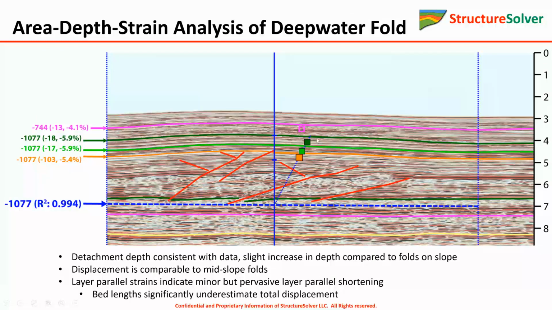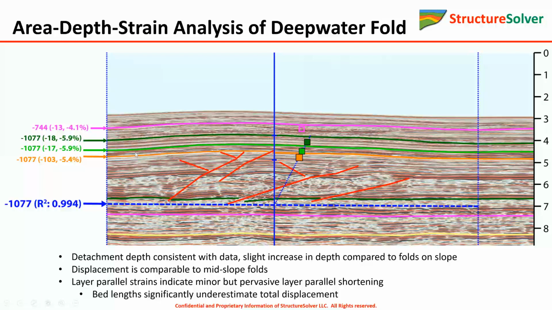And so when you do the area depth analysis, it actually tells you that that's about 1 kilometer of shortening spread over about a 20 kilometer cross section wavelength of fold. And so if you were to try and estimate that from bed length alone, so these are the displacements estimated from the bed length, you wouldn't even come close.